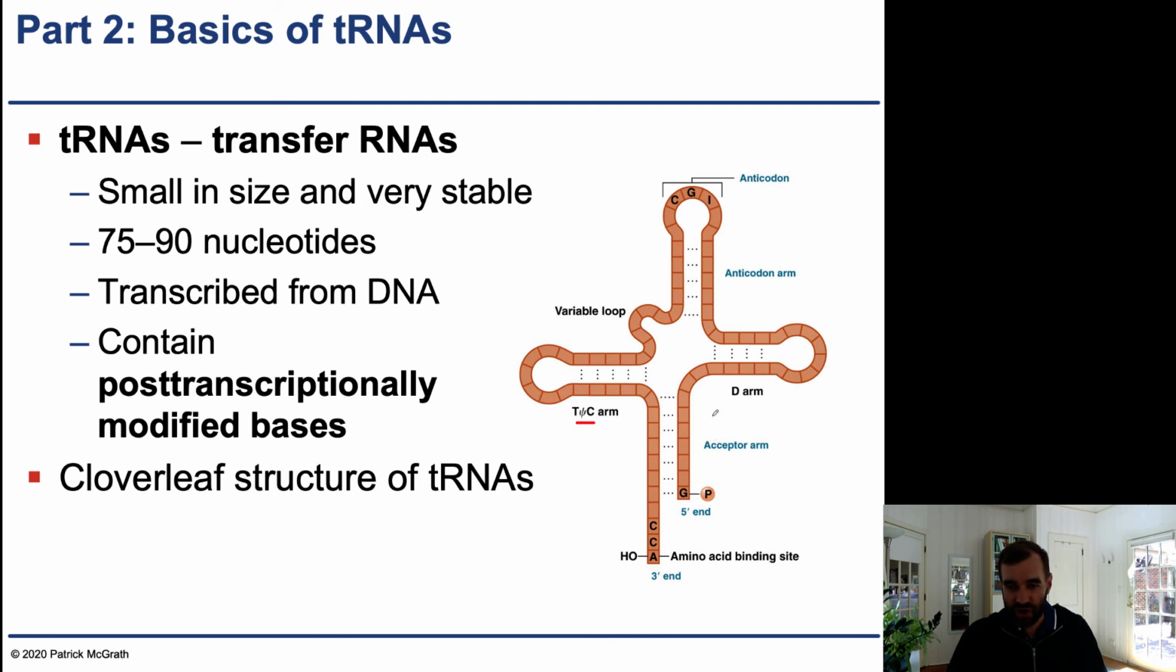all have a cloverleaf structure. They have an acceptor arm, an amino acid binding site, at the 3' end. They have the TC arm and the D arm, and importantly they have the anticodon arm. The genetic code is determined by matching this set of 3 nucleotides, which are responsible for binding to the mRNA, with this part right here, which is covalently bound to a specific amino acid.